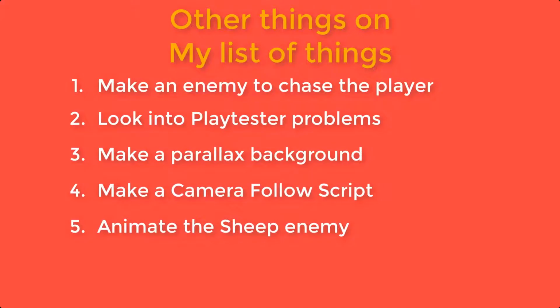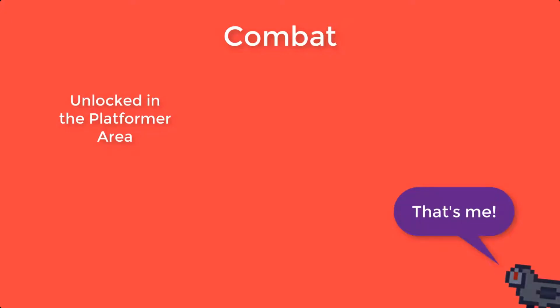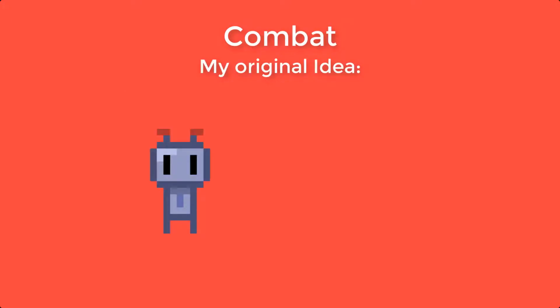What should I work on next? How about combat? This is actually something that my playtesters requested, but it is something I need to make for the game anyway, so I'll do it now. The combat is going to be unlocked in the platformer area where your first enemies are present. My original idea was to give the player a generic gun that doesn't do a lot of damage and the bullets fade quickly. The player would be able to get power-ups throughout the game to make it better.